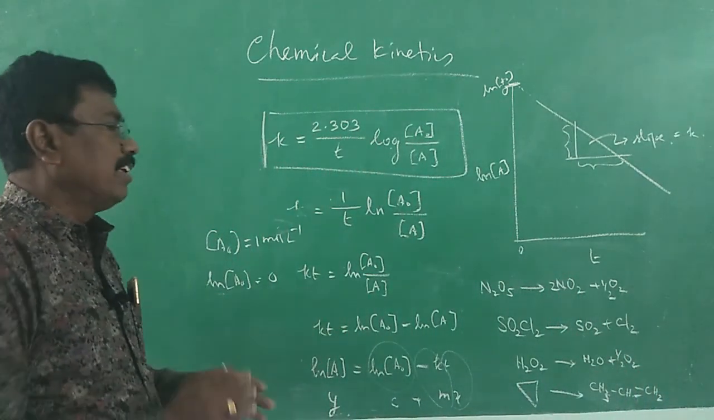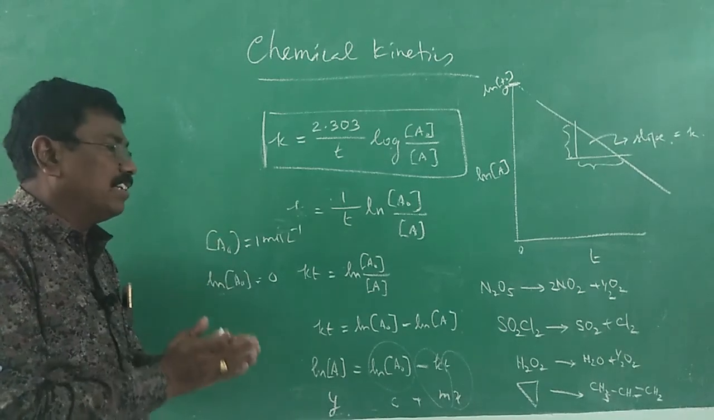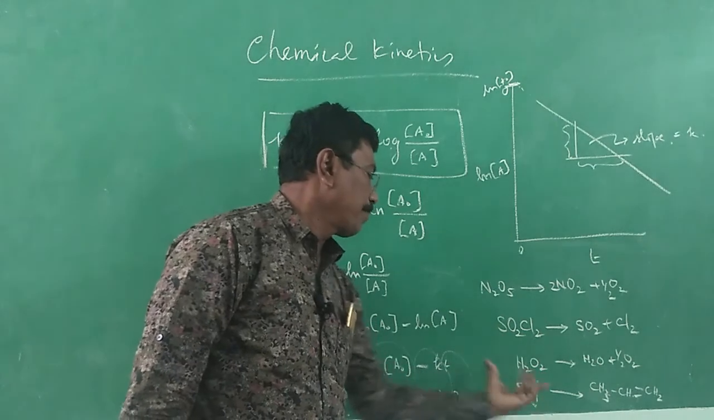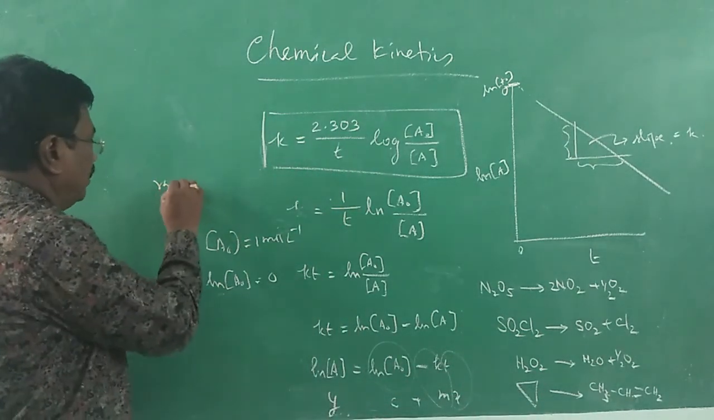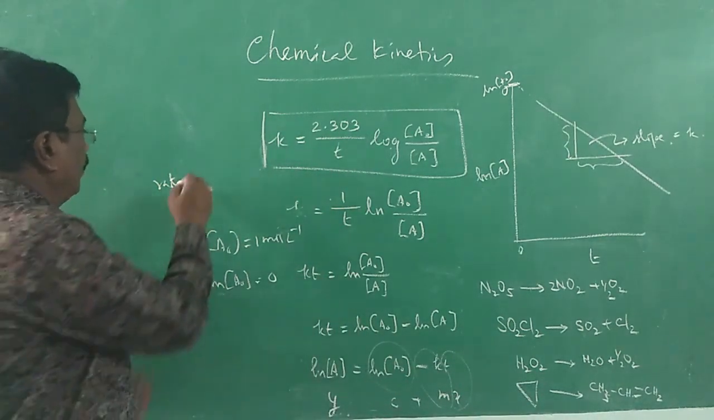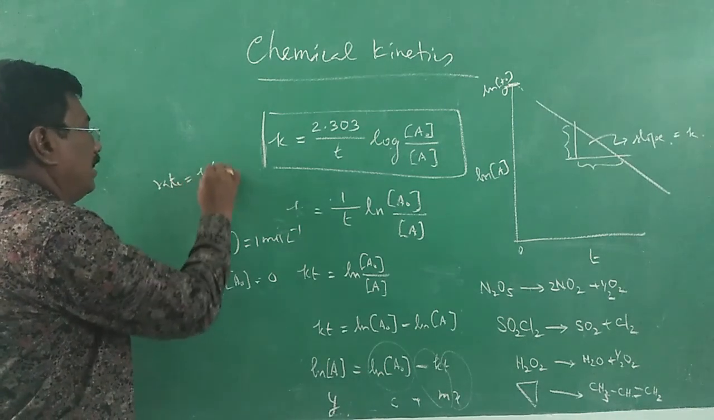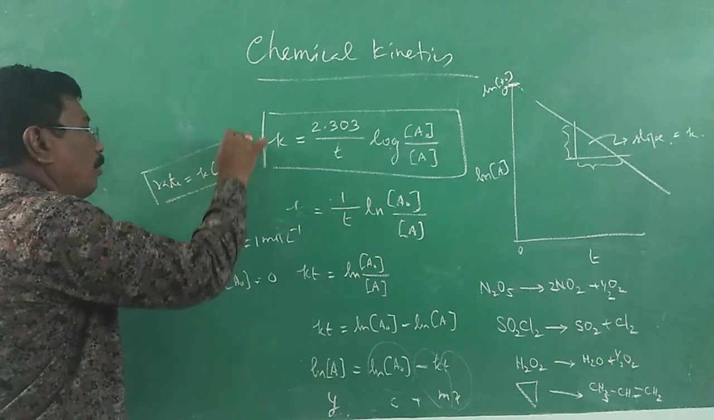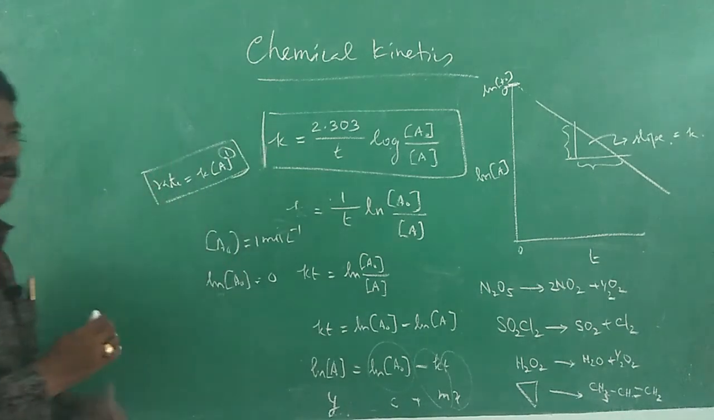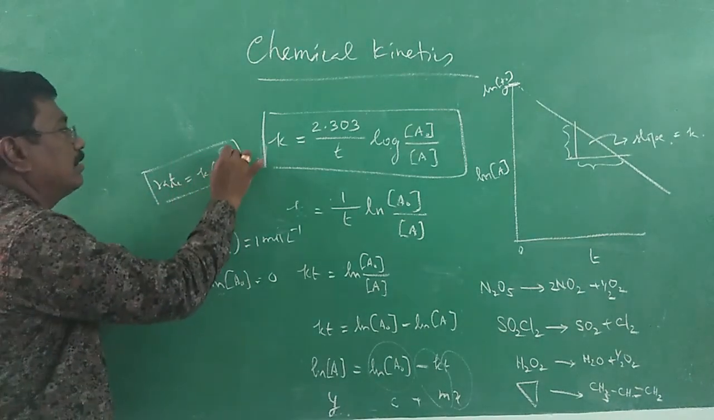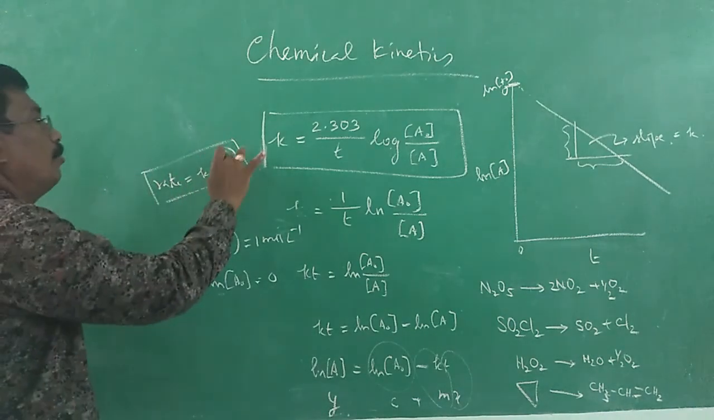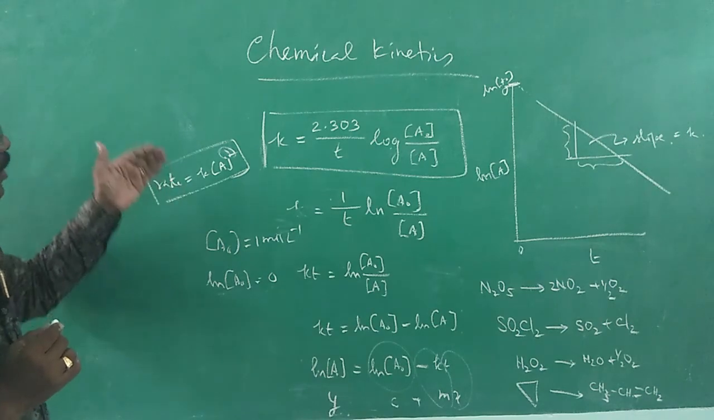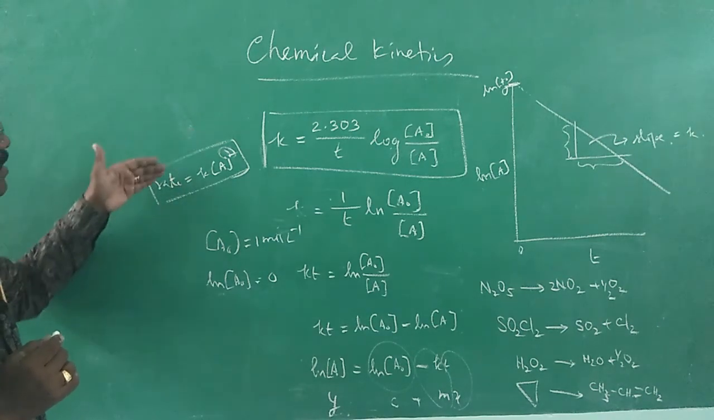What does that mean? Here the rate of the reaction depends on the unit power of concentration of the reactants. That is, rate is equal to rate constant into concentration of A to the power 1 when order is equal to 1. If order is equal to 0, it is to the power 0. Order 2 means it will come like this. So we can predict the unit for rate constant based on this.